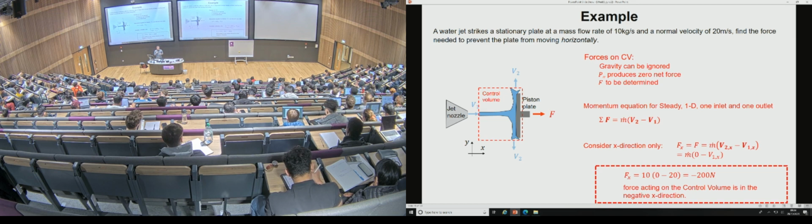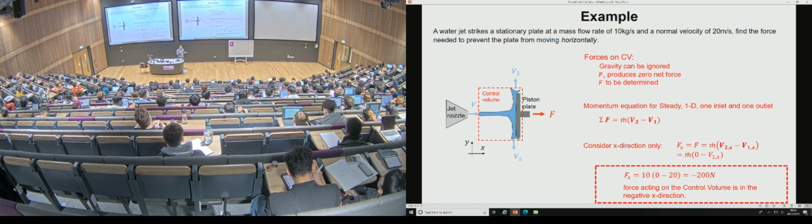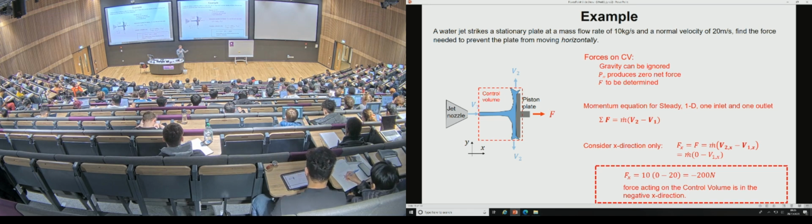It's quite easy to get muddled between which force you're calculating if there's an equal and opposite reaction. So you have to read carefully the question. The question here is saying what force is needed to essentially support the plate, to prevent it moving. And so therefore it must be going in the negative direction. If the question was what is the force from the fluid on the plate, then it would be positive.